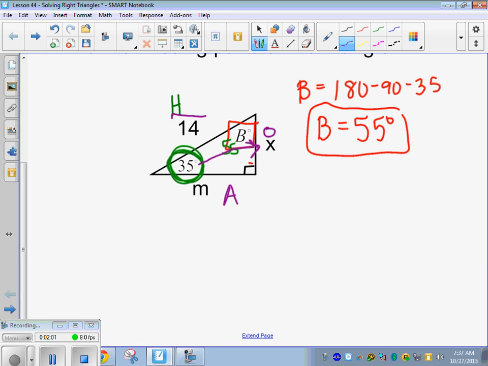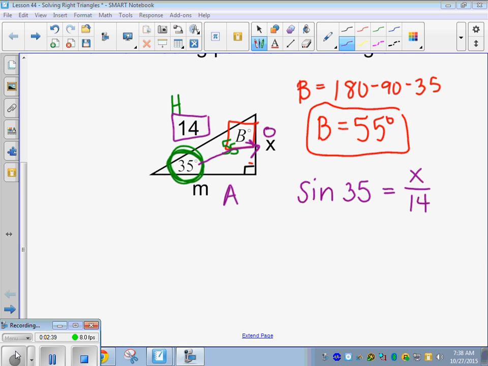We have to use the 14 that we know, all right? So let's say I want to solve for X. So X is opposite, and then we know the 14 side, which is the hypotenuse. So which trig function uses opposite and hypotenuse? Leo? Yes. So sine of 35 degrees is equal to opposite, which is X, over hypotenuse, which is 14. Also, I just walked around and some of you guys haven't drawn the triangle.